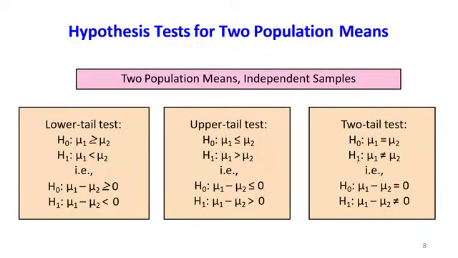Now this is how you can frame the hypothesis. Here we are saying the actual mean of population 1, which is denoted as mu1, is greater than the actual mean of population 2, which is mu2. So mu1 greater than or equal to mu2 will be the null hypothesis. Opposite would be my alternate hypothesis.